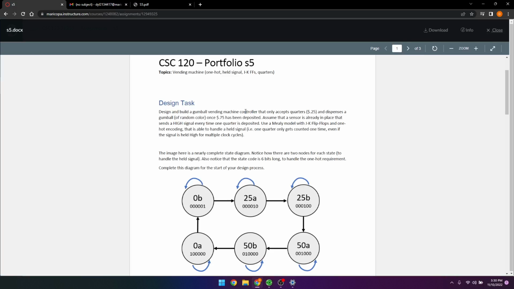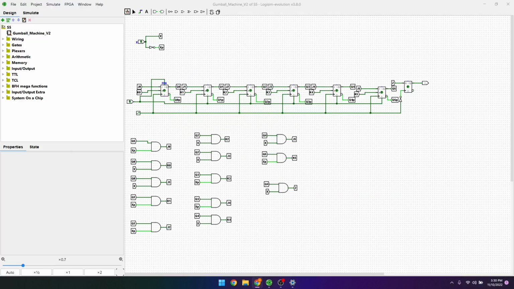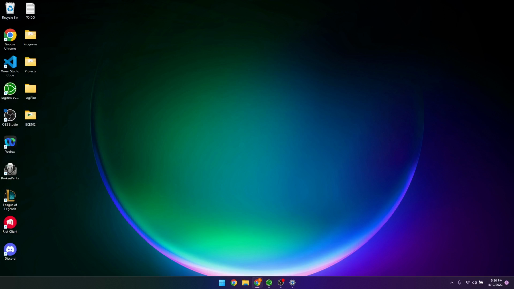And then use a Mealy model with JK flip-flops in one hot encoding that is able to handle a held signal. So that means that a quarter only gets counted one time, even if the signal is held high for multiple clock cycles. So yeah, that's the problem, and we can get right into how we solved it.